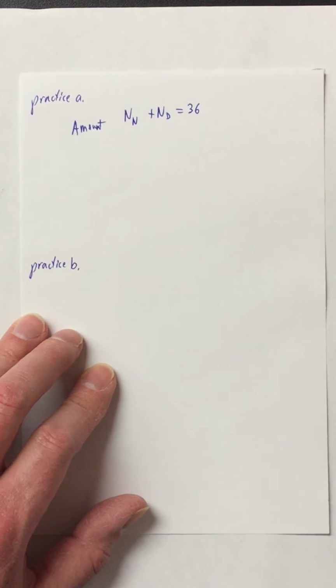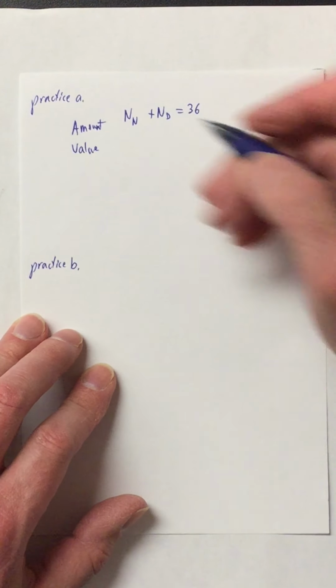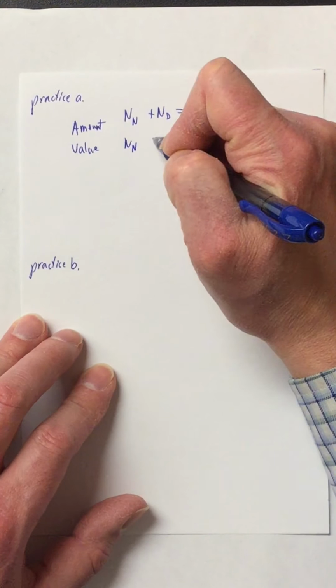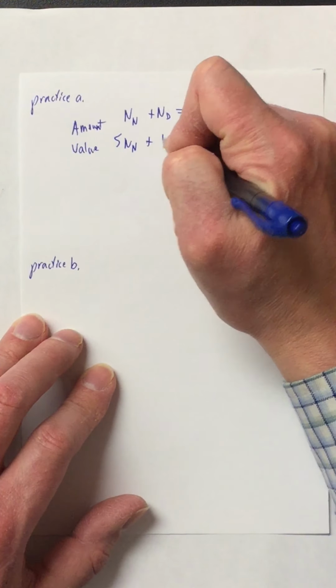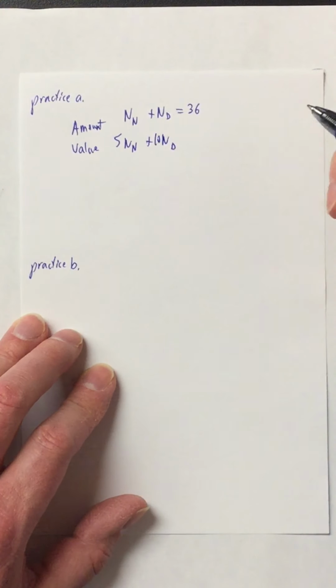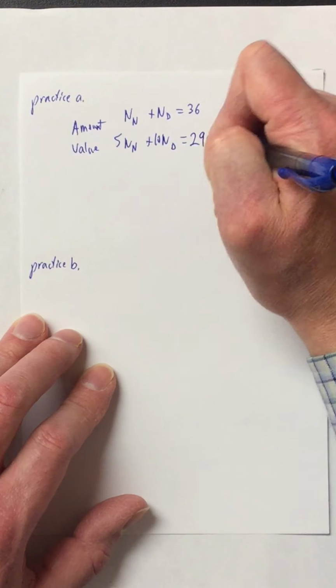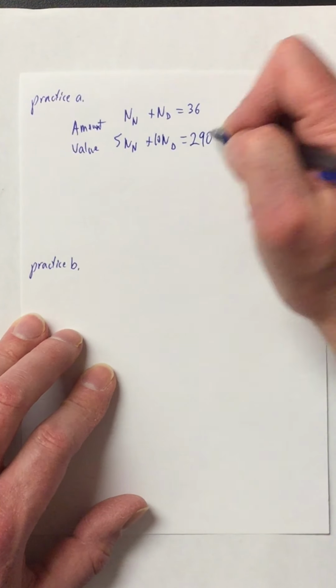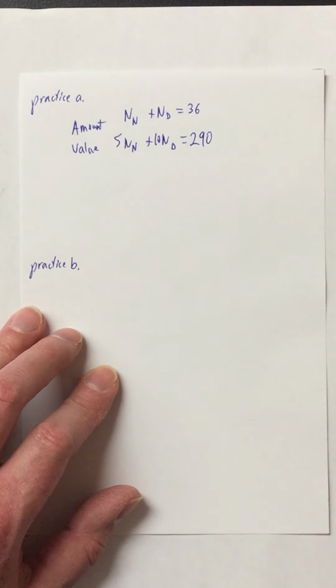Then the second part is where we write our value equation. Once again, number of nickels, we're going to put a 5 there, plus the number of dimes, we're going to put a value of 10 there, and it tells us that we have $2.90, which we write out as 290 cents.